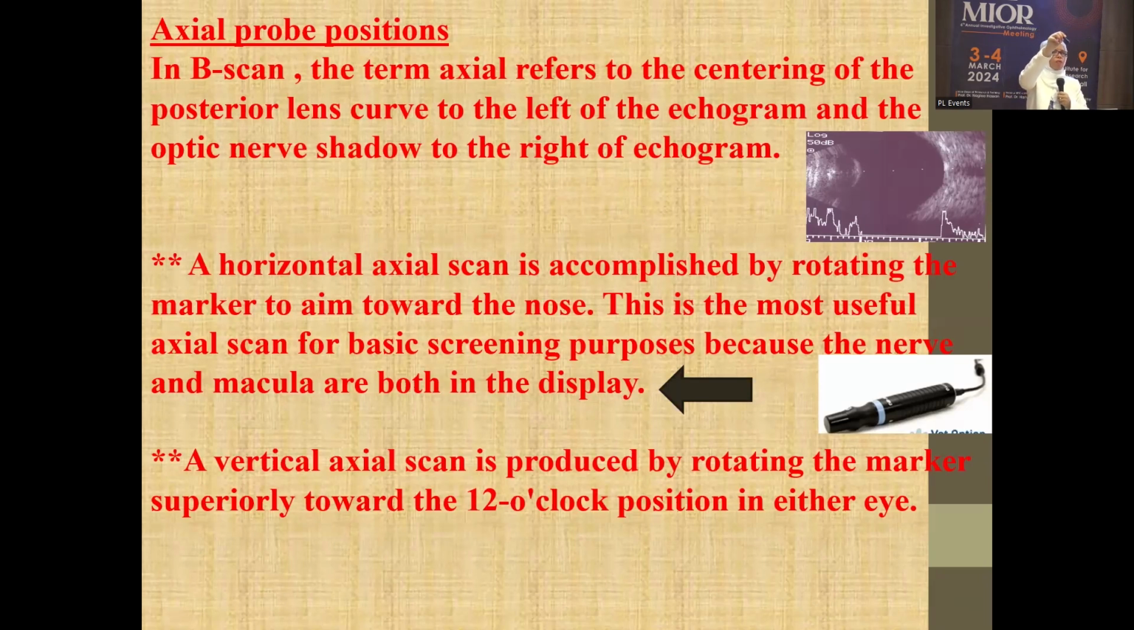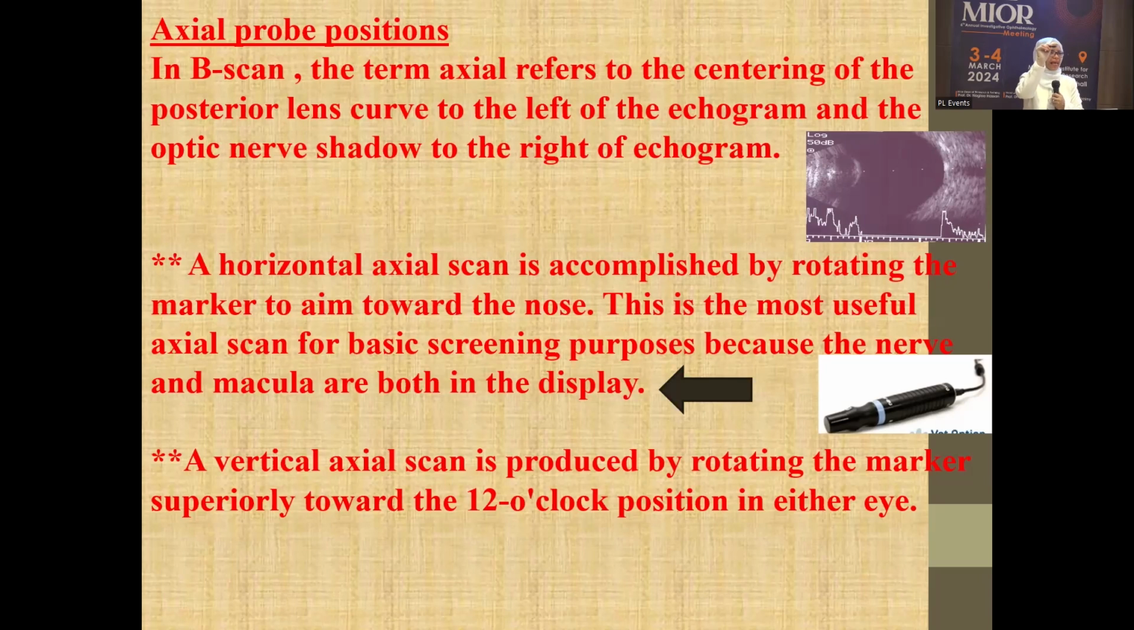Most often, I prefer to put the arrow nasal, okay? This is temporal and this is nasal. So I will put the probe directly in the center of the eye. The arrow is nasal. This is the axial position. Why axial? Because it passes through the center of the eye, the center of the lens. So the lens should be in my photo when I take it, in my capturing, and also the optic nerve.